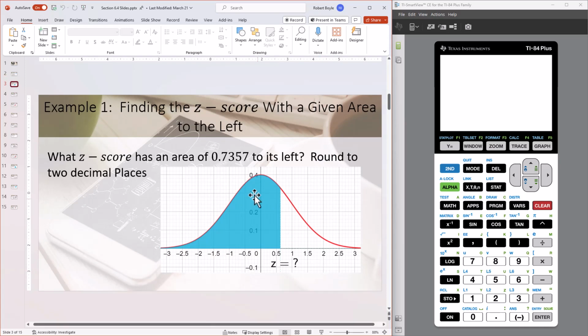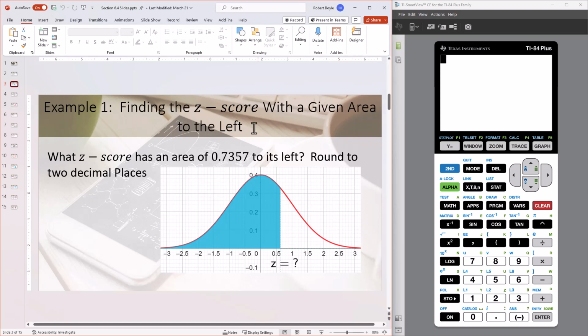Here's our first one, and this is best shown by an example. Suppose that we want to find the z-score for a given area to the left. What z-score has an area of 0.7357 to its left? And we want to round this to 2 decimal places. There's 2 ways to do this. The first way is using Hawks. The second way is using your calculator.